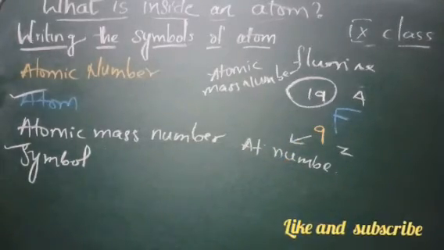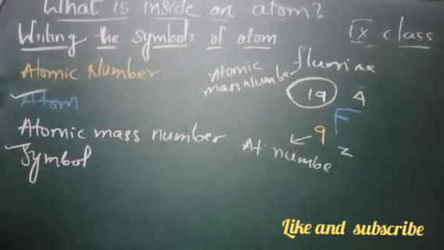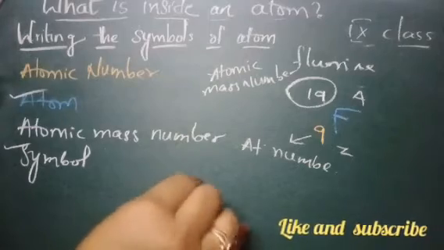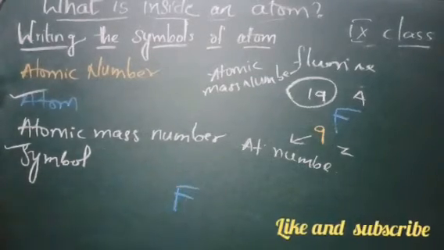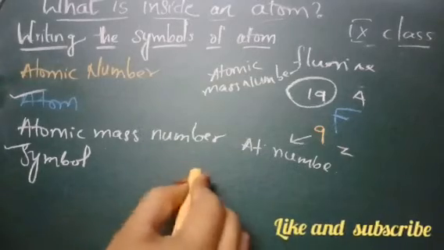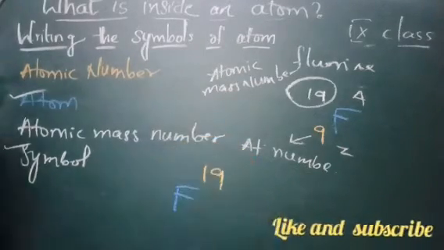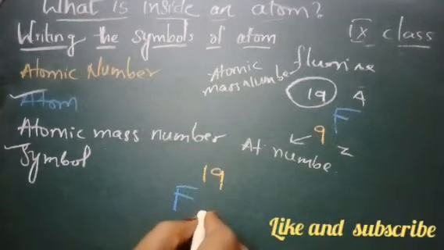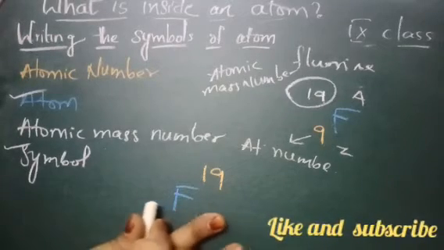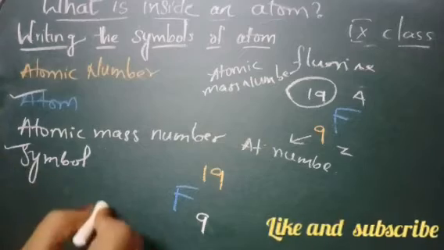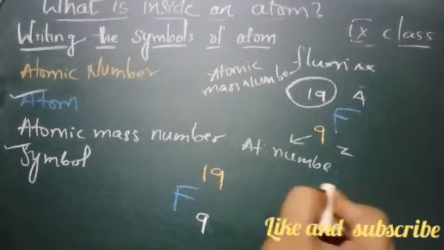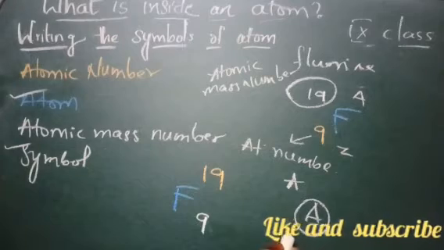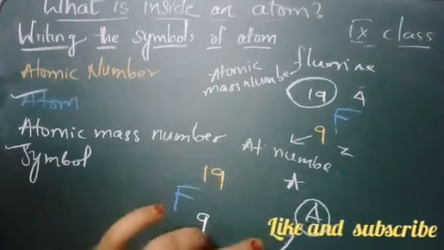So, when you write the symbols, with the atomic number and atomic mass number, how are you writing? First, in the center the symbol of the atom comes, and above it we are going to write the atomic mass number, and below it we are going to write the atomic number, right? Suppose this is the atom. Here we will write atomic mass number and here we will write atomic number.